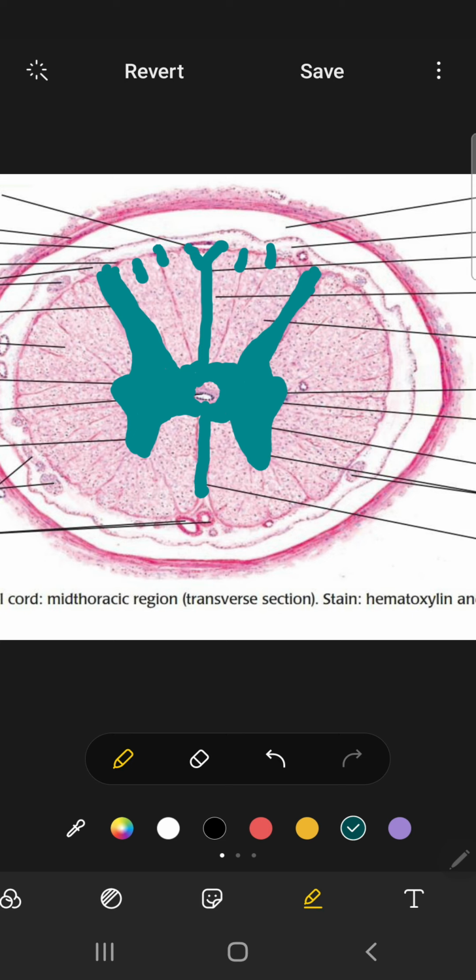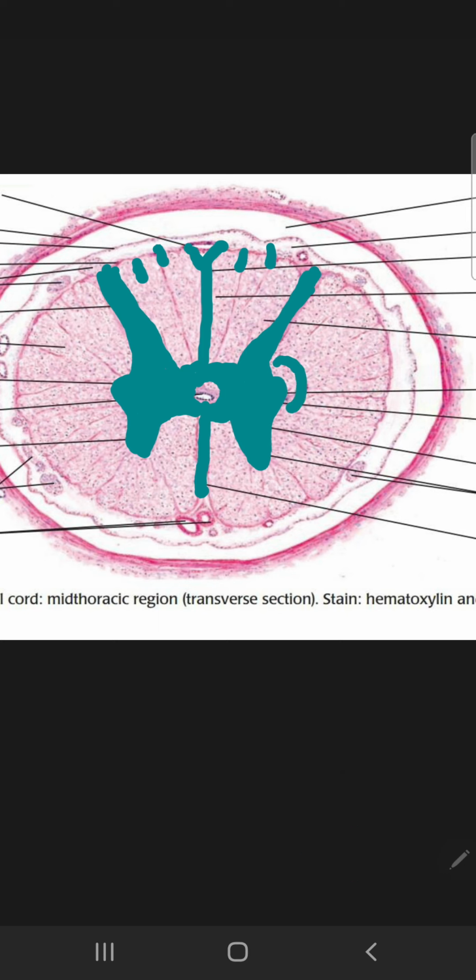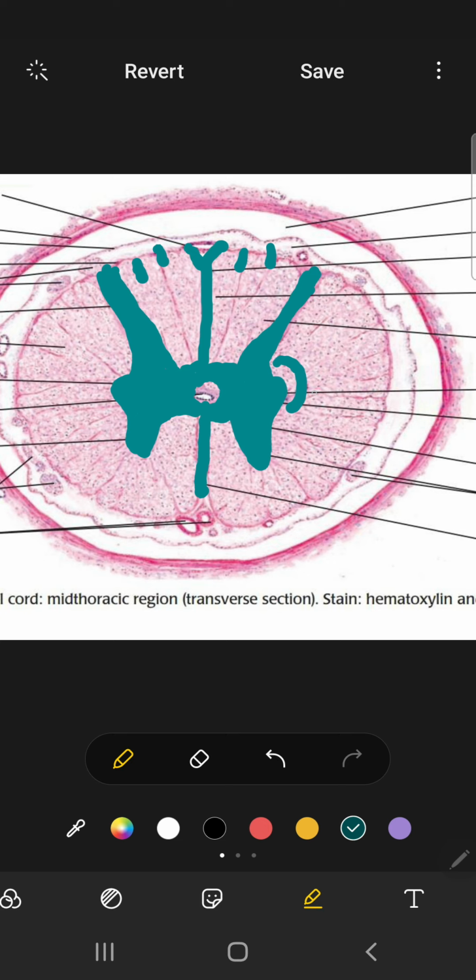In all the thoracic and the upper one or two lumbar segments, the gray matter of the spinal cord shows an additional lateral horn, which is situated between the anterior and posterior horns. The lateral horns contain motor neurons which give rise to the preganglionic sympathetic fibers.